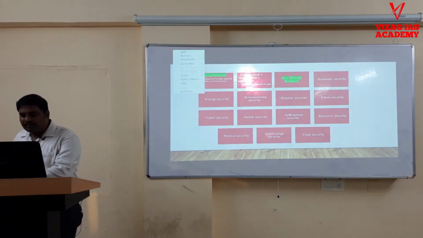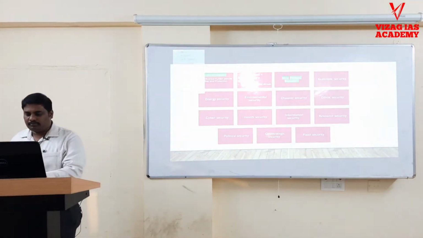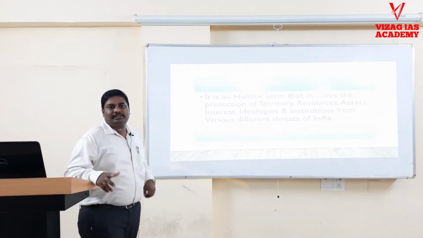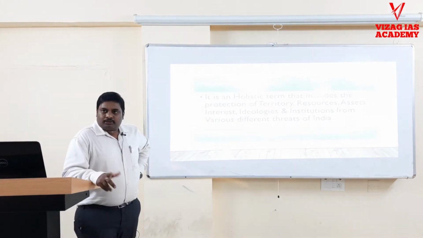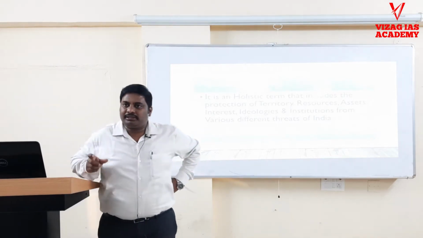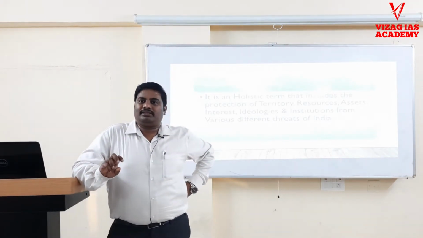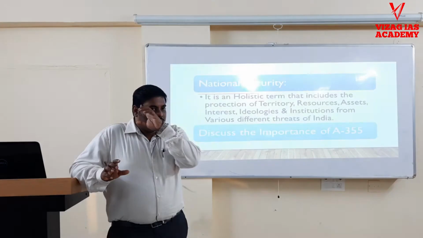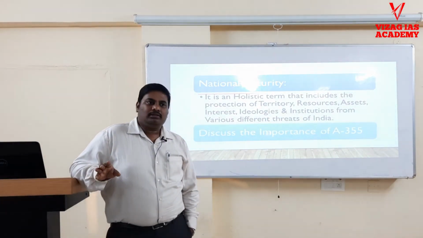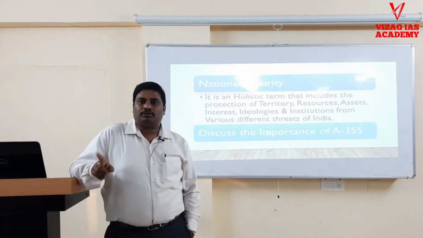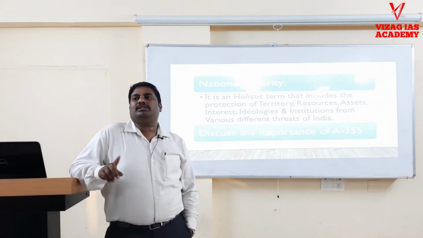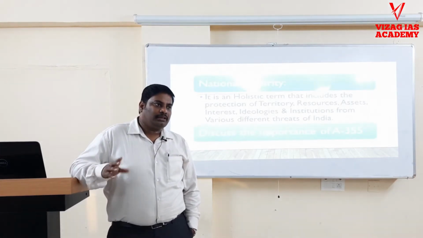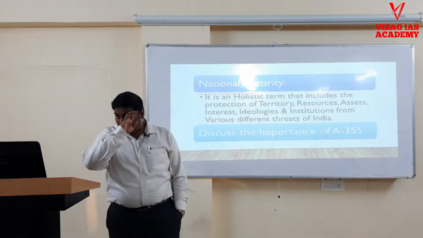So what is the importance of Article 355? Discuss the importance of Article 355. What does Article 355 say? What is Article 356? What is the exact word in Article 356? Ensuring that states maintain their constitutional obligation. If state governments fail to protect the constitutional obligation, if there is a breakdown of constitutional machinery, the central government has the power to remove the state governments. Right or wrong? That is Article 356.